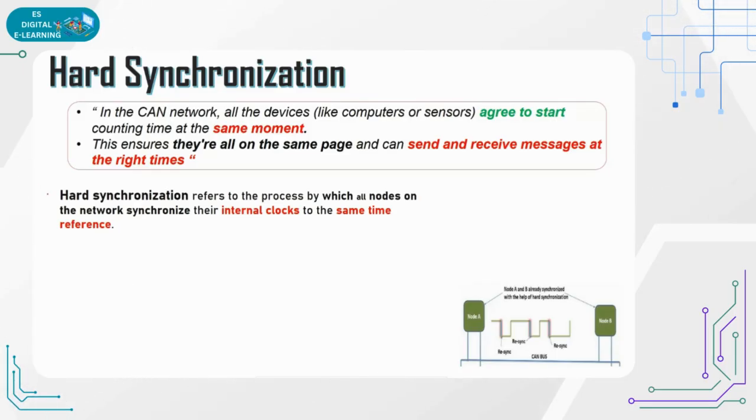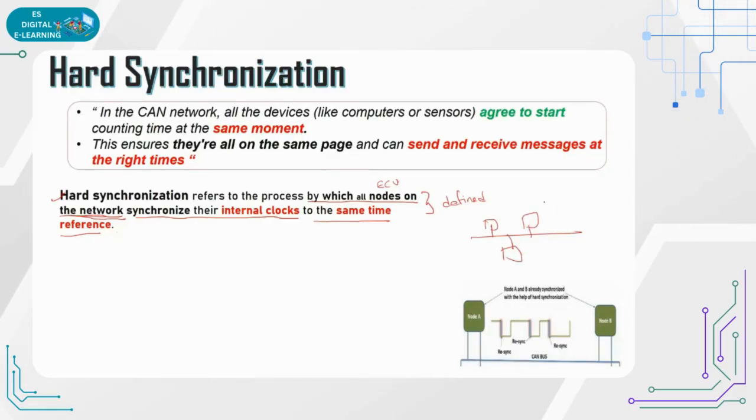So you can write down: hard synchronization refers to the process by which all nodes, means our ECUs, all nodes on the network synchronize their internal clock to the same time reference. This is a very important definition you need to give in an interview. Hard synchronization means whatever we discuss in the network, all the ECUs should be synced together.